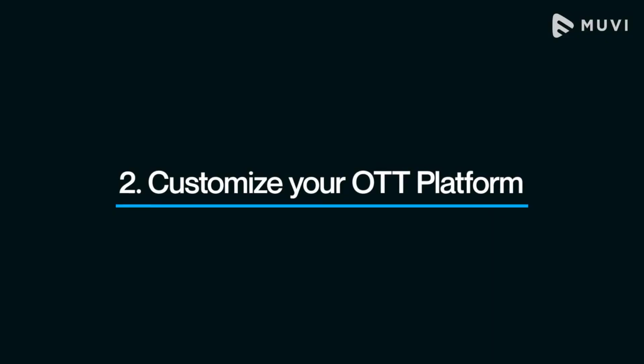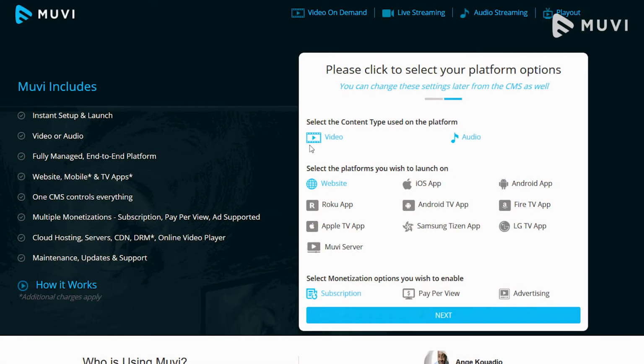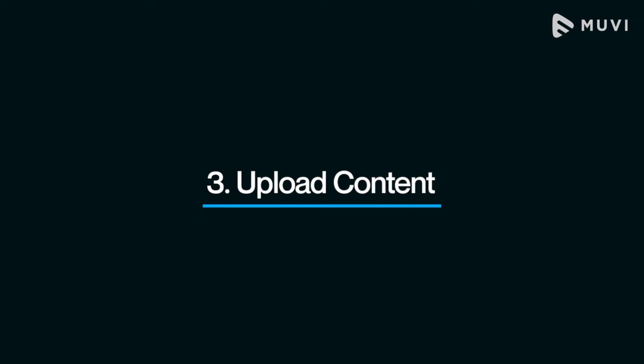Step 2 is customizing your OTT platform. Now it's an important task for you to understand what kind of services you would like your OTT platform to provide. There are various ways that you can customize your platform, such as video on demand, audio streaming, or video streaming. All these factors are really important because this will give you a direction towards understanding your OTT platform in greater depth. So the third step is uploading the content.